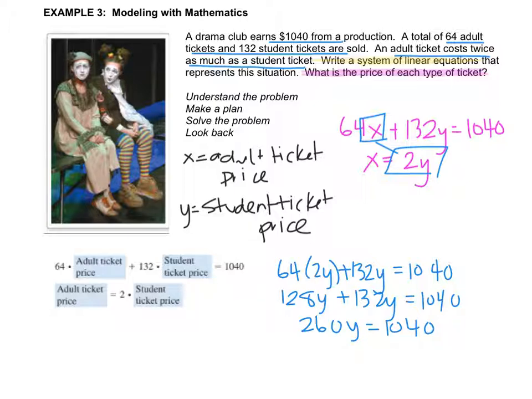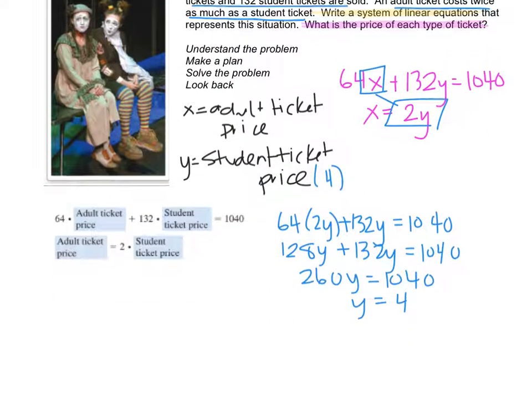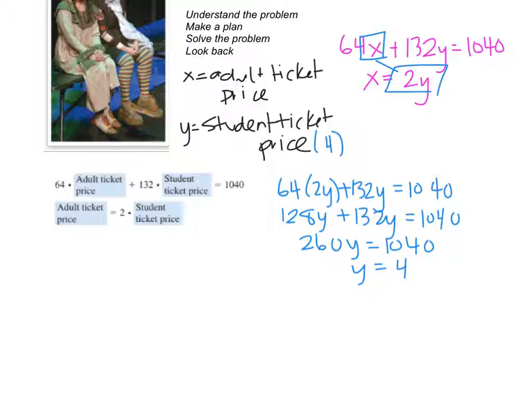1040 divided by 260 is 4. So since y equals 4, that stands for the student price. Now I have to get the adult price. So I think the second equation looks way easier. X equals 2y. So just plug that in. X equals 2 times 4. You probably could have even done that in your head. X is 8. So that's the adult price.